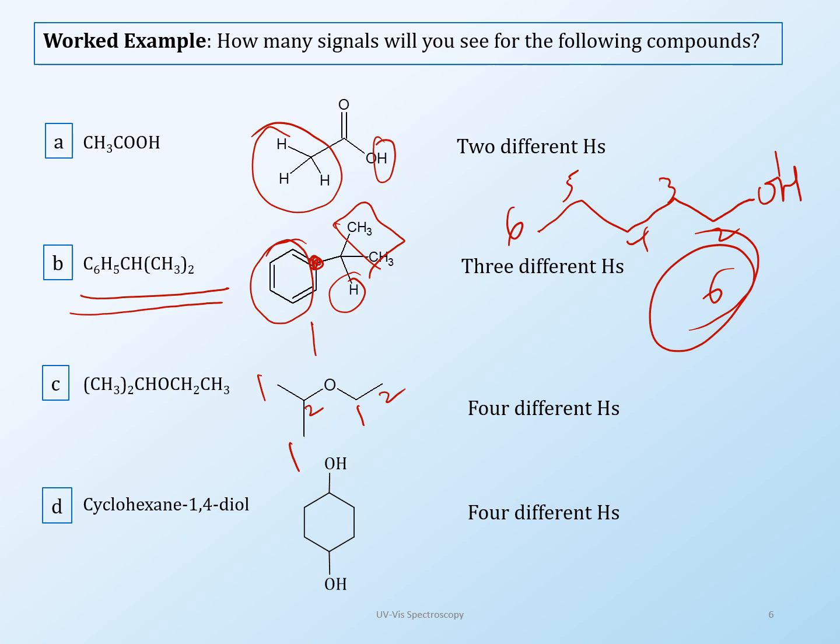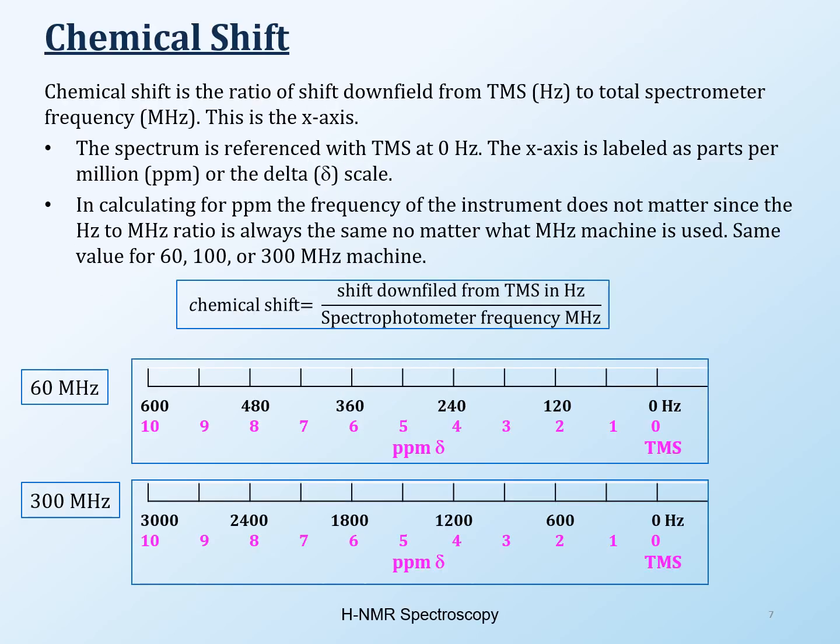So keep it simple. The next thing that we look at is the chemical shift. We looked at the number of signals, so now where do those signals appear? That signal appearance is going to be called the chemical shift, and that's the delta scale, or the ppm, the parts per million. How do you get the parts per million? That's what we're talking about now.